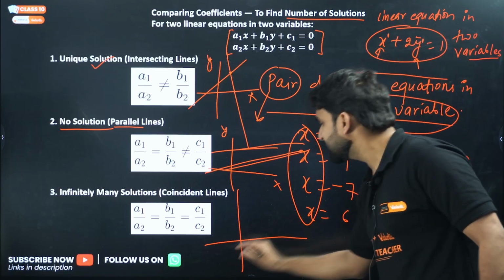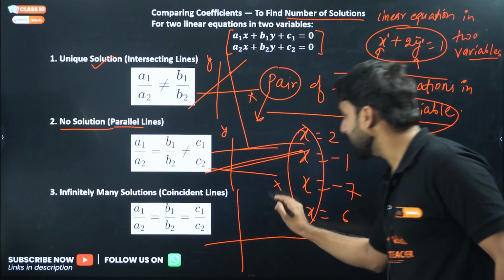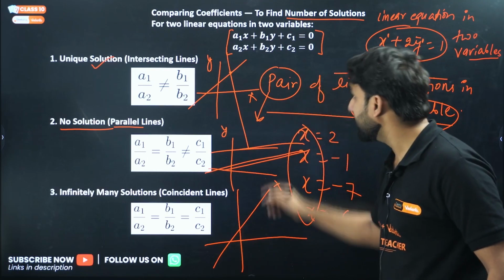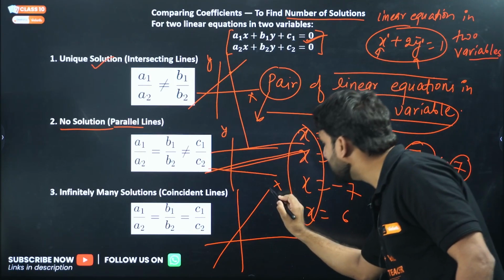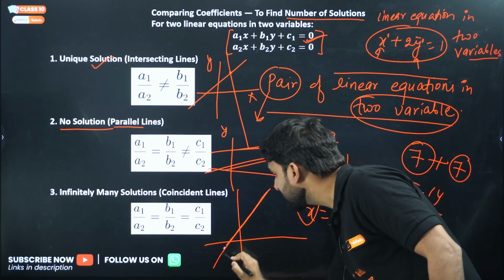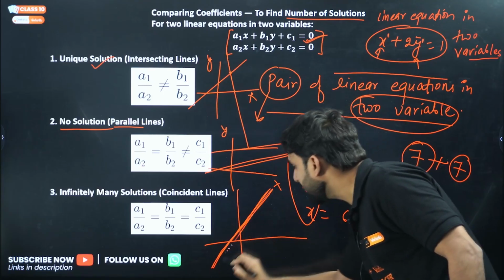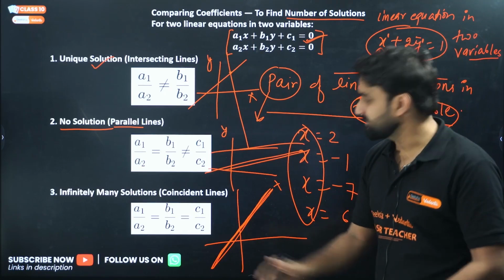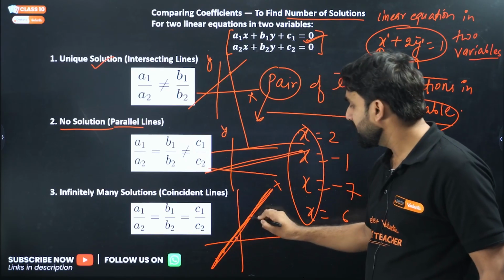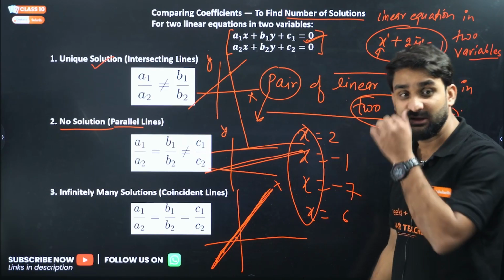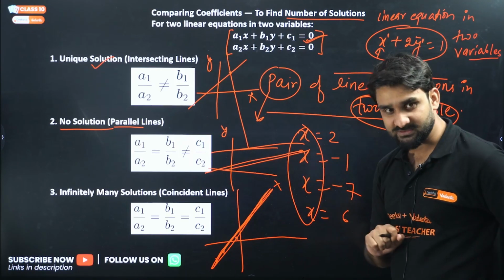Obviously, if this is a straight line, the first linear equation, then the second linear equation will be lying on this line itself. The second will be on the same line, so this situation is called coincident. Each and every point will be satisfying both equations, and this situation is called coincident, right?